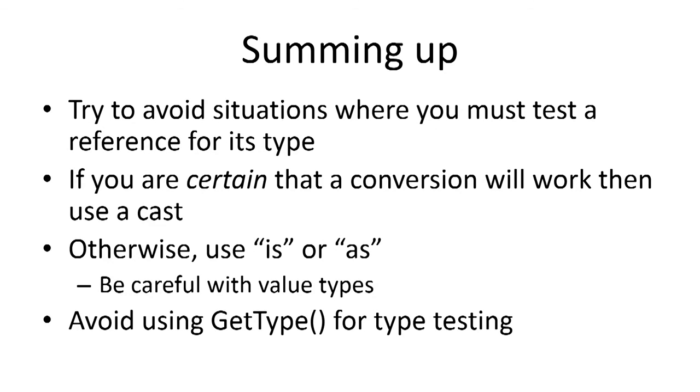Be careful when using is and as and casts with value types, particularly if they are boxed value types. Those conversions don't necessarily work the way you would want them to. And avoid using the GetType method for type testing. There are some very limited situations in which that's appropriate, but almost always you want to use is or as if you're not sure of what the type of a thing is.